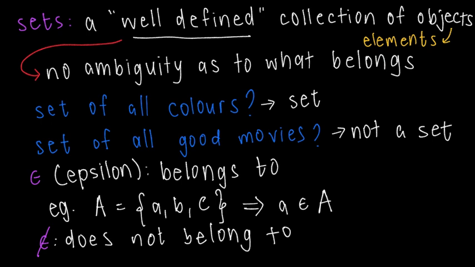A set can contain numbers, letters, words, or anything, but today we will mostly be looking at numbers. It's a good time to familiarize ourselves with the Greek letter epsilon, which is used as a symbol for belongs to. In this example here, the element lowercase a belongs to the set uppercase A. And we use the crossed out epsilon as a symbol for does not belong to.